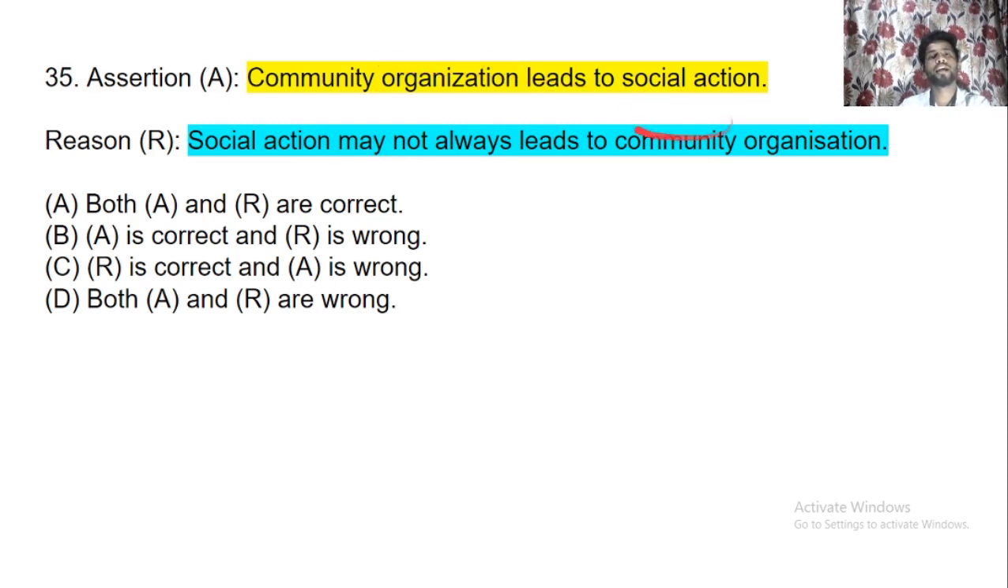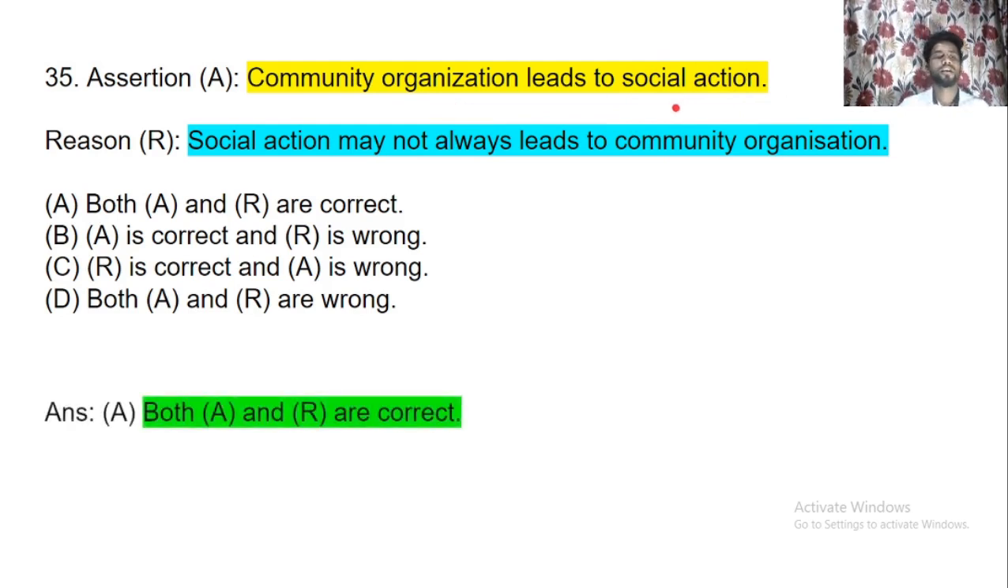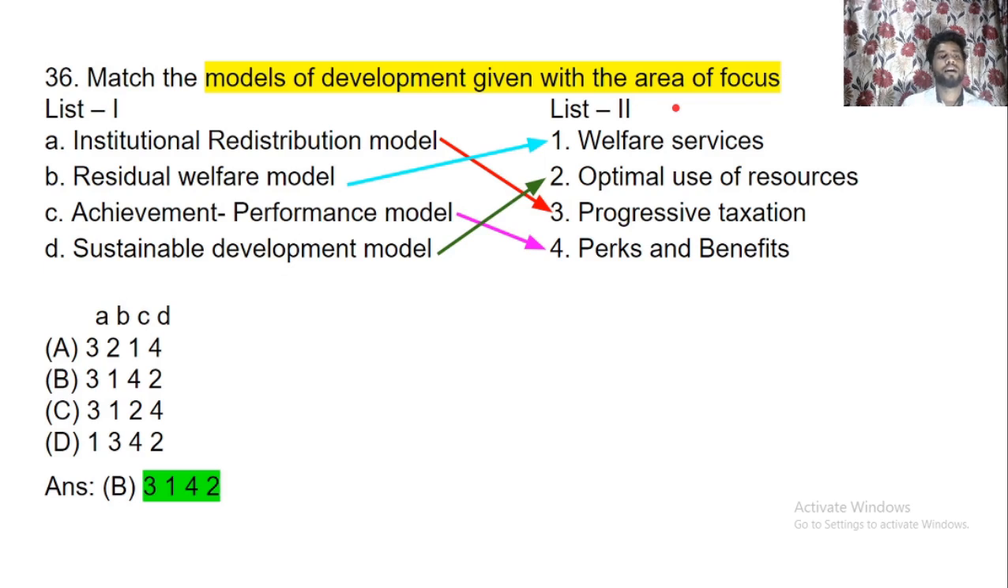Yes, this is a small thing and this leads to a broader thing. So this is correct. Social community organization leads to social action, but social actions may not always lead to community organizations. So both are correct. Okay, sorry, there are more questions, up to 45 questions.